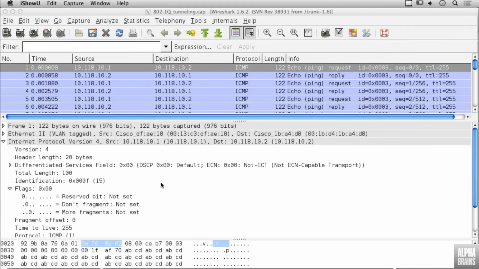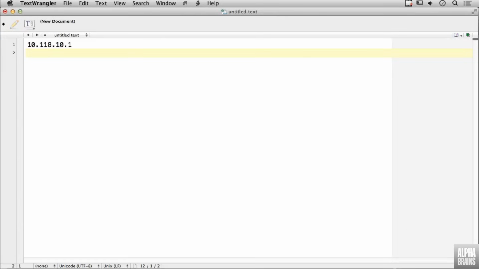You can see I've got a Wireshark capture. And here are a couple of IP addresses. So in this case, I've got 10.118.10.1 and 10.118.10.2. And you can see they're denoted by 4 numbers that are separated by decimal points or dots. Let's just talk about what that means here. So each of these sections here is called an octet. Why is it called an octet? The reason it's called an octet is because it's actually represented by 8 bits.